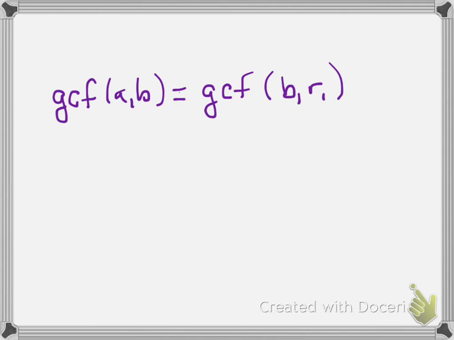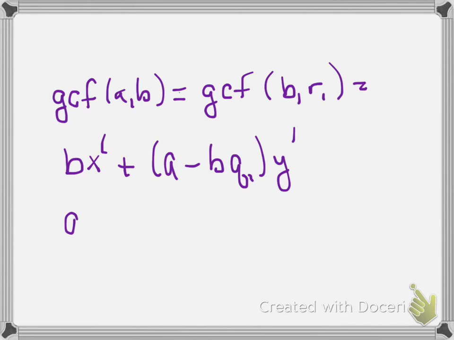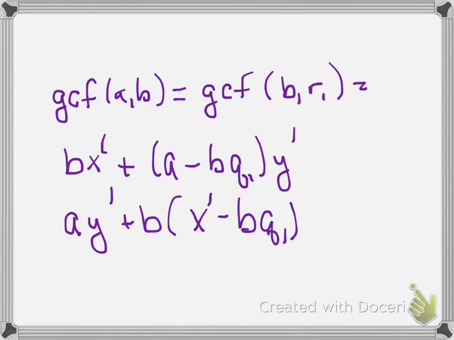I've got the greatest common factor of A, B is the greatest common factor of B, remainder 1, which is Bx prime plus A minus BQ1 y prime, which is the same as AY prime plus B x prime minus BQ1 y prime, which is AY prime plus B times x prime minus Q1 y prime.